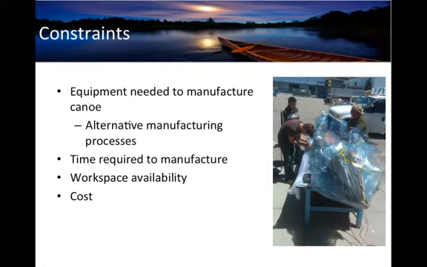A third constraint would be the workspace availability. I actually made these canoes in a lab, so I had to do it after hours once the labs were done, so I wouldn't be interrupted and I could get it done in one shot. And lastly, cost was a big constraint. I wanted to keep the cost down because I'm trying to show that it's less expensive and more economical. So I was really trying to find materials that I could use that were a lot cheaper and economic.